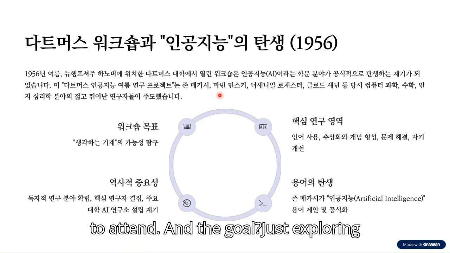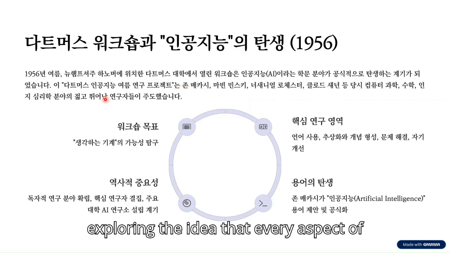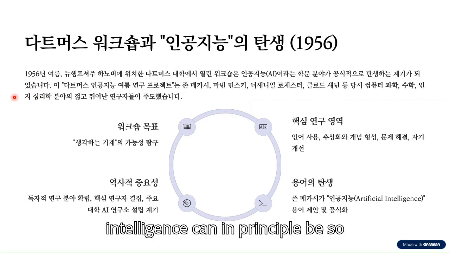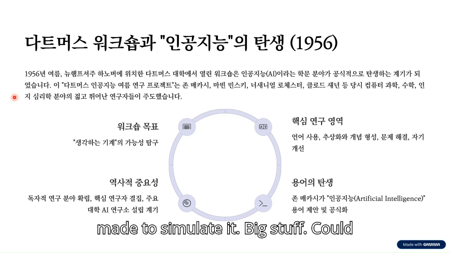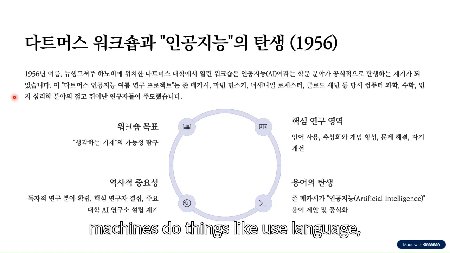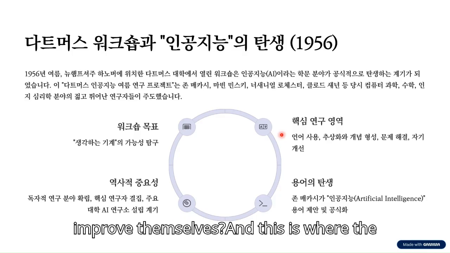And the goal? Just exploring the possibility of thinking machines. Pretty much. Their proposal talked about exploring the idea that every aspect of learning or any other feature of intelligence can in principle be so precisely described that a machine can be made to simulate it. Big stuff. Could machines do things like use language, form concepts, solve problems, even improve themselves?